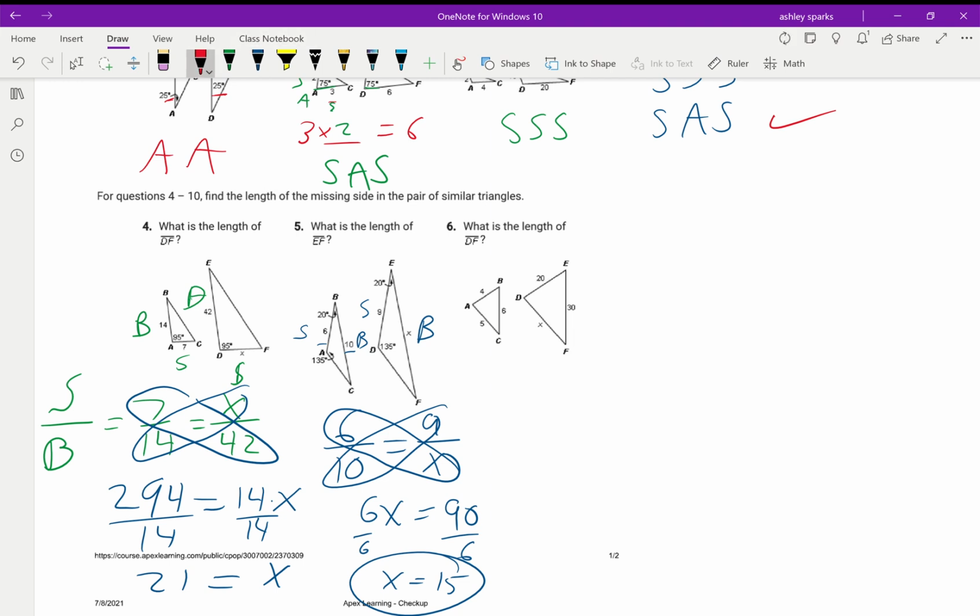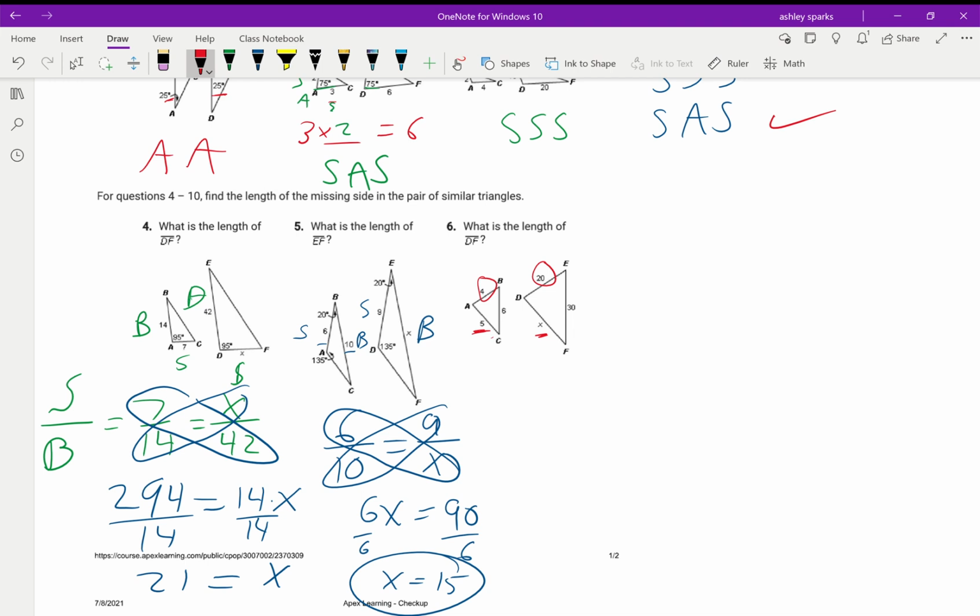Weirdly enough, 6 may be the hardest one because they give us more information than we need. So what's important here is we want to find x. And I guess the question would be, what side matches with that x, right? So it looks to me that x matches with the 5 over here. They're kind of that middle length side. From there, I can choose to do either of the other ones. So I might do 4 and 20 just to keep them small.